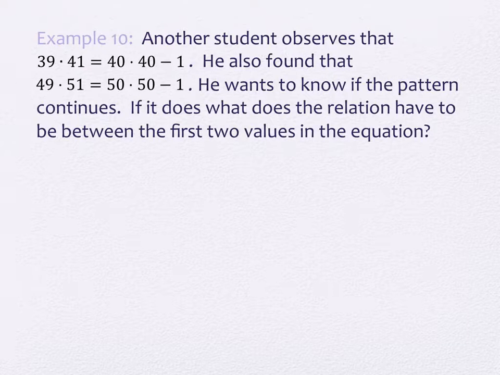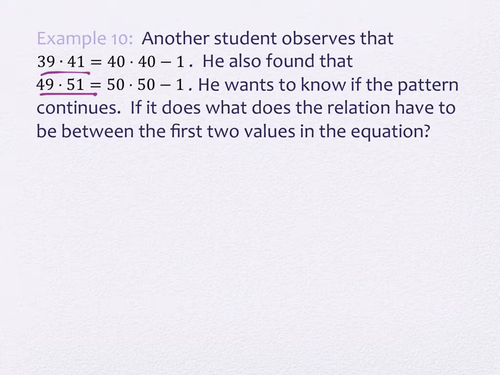So he wants to know if the pattern continues. And if it does, what does the relation have to be between the first two values in the equation? In other words, how do these numbers have to be related to one another for this to actually work? So we need to figure out if this always works.